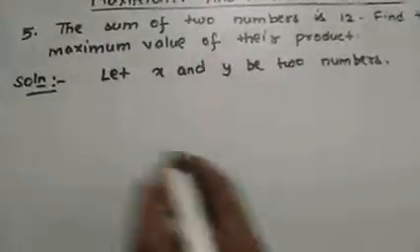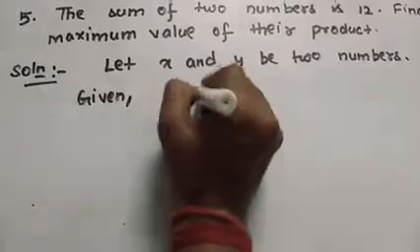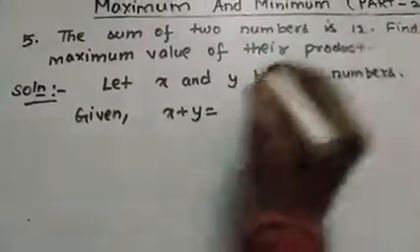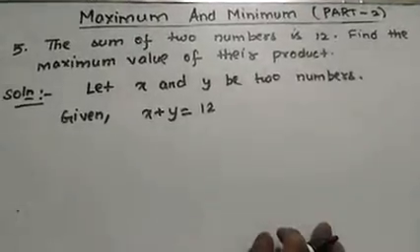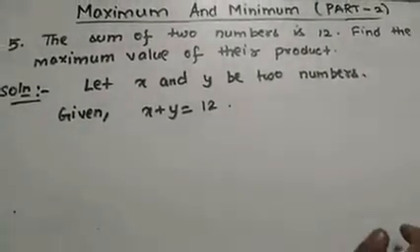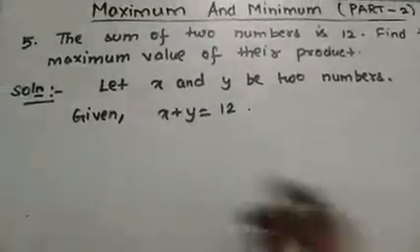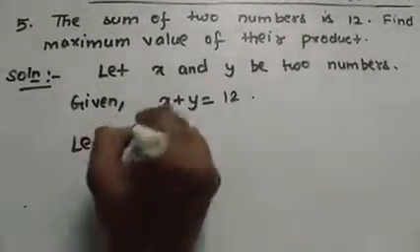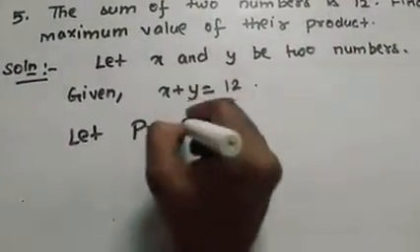Okay, so what is given here: x plus y equals 12, their sum is given to you as 12. Clear? Now find the maximum value of their product. Let us denote the product by p, and their product means x into y.